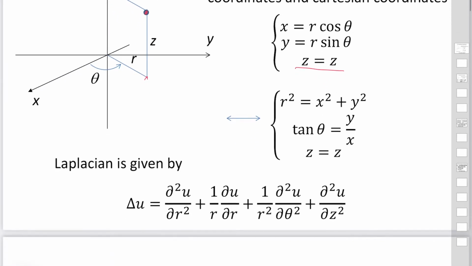So the equation for r is expressed as the square root of x squared plus y squared. Tangent theta is equal to y over x. And z equals z. So we add only the z to the polar coordinate.